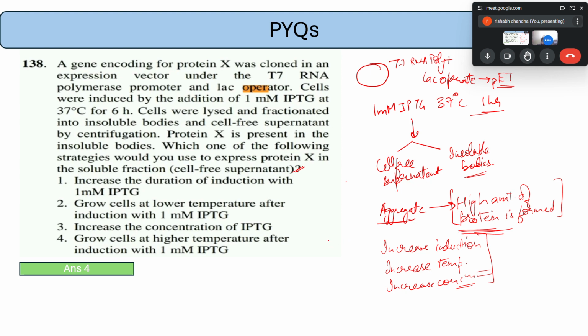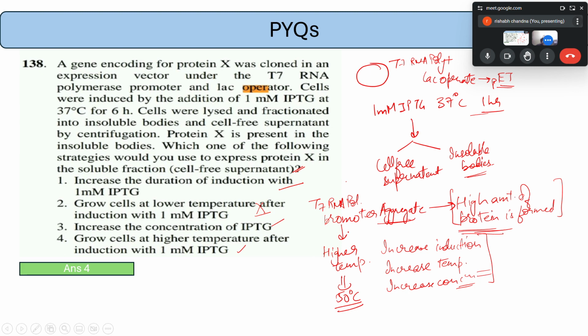Okay, so now we can increase the duration of the induction. Lower temperature will not work here. We can increase the concentration or increase the temperature. Now here the T7 RNA polymerase promoter basically works at higher temperatures. Okay, so it will be around 50 degrees Celsius.